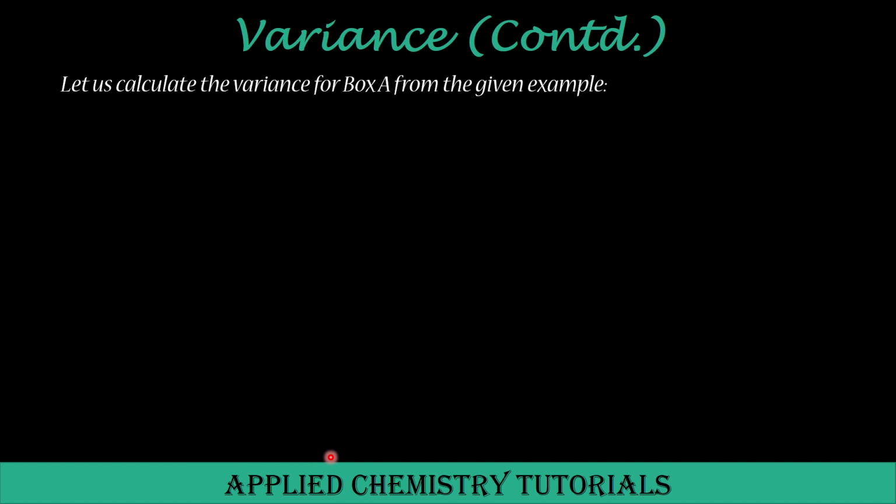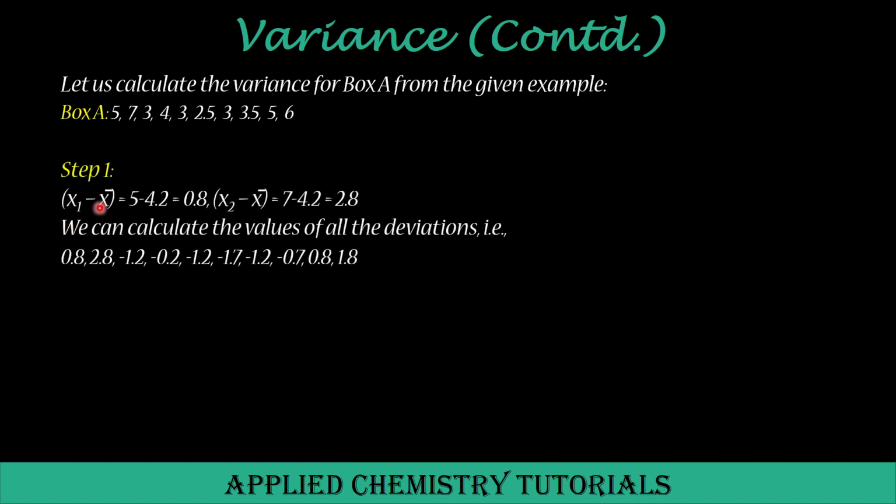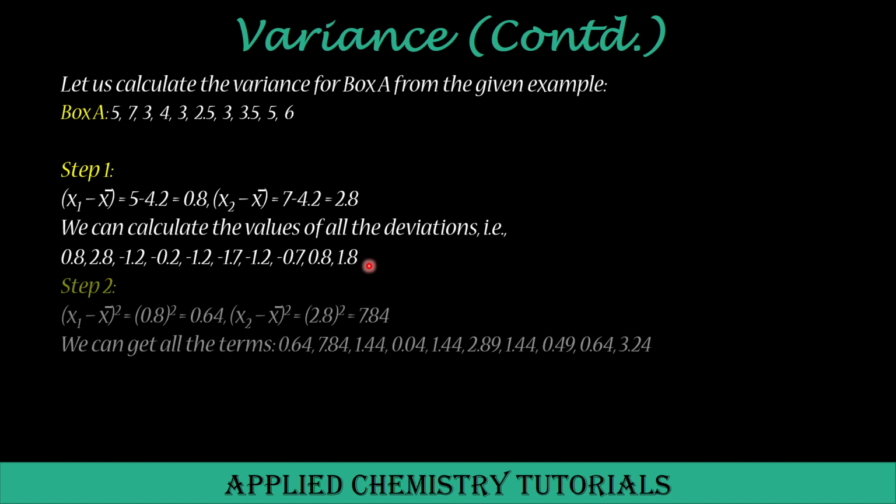So for the given example, let us calculate the variance for box A. So these are the given data set for box A. In step 1, we calculated x1 minus x bar, which equals 5 minus 4.2 or 0.8. Similarly, x2 minus x bar is 2.8. Similarly, we can have all the other deviations from all the given data.